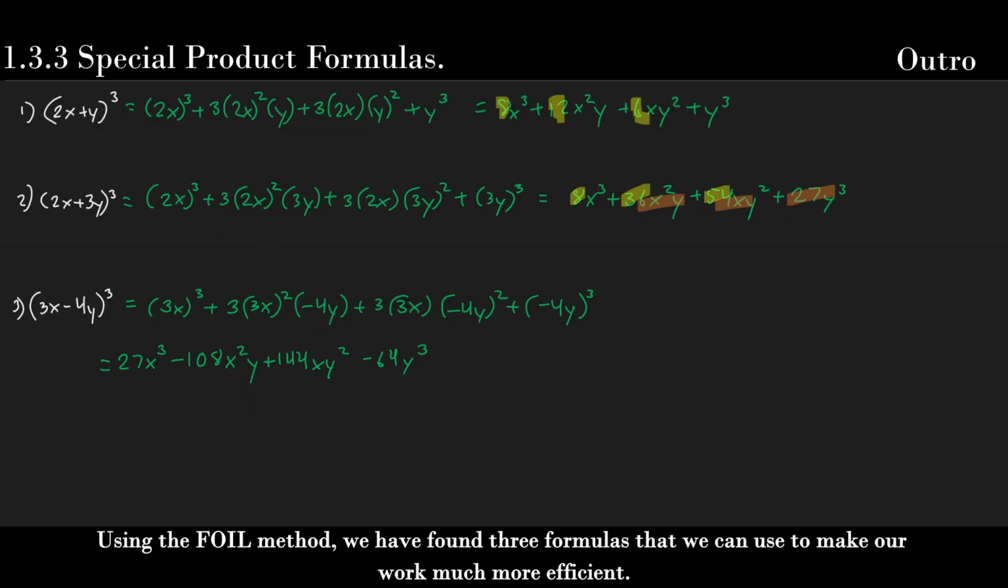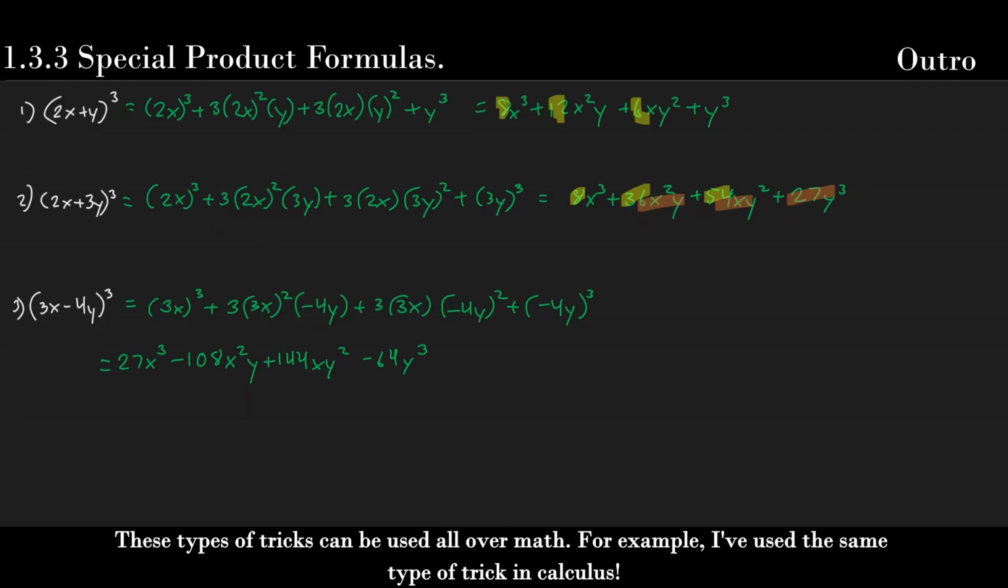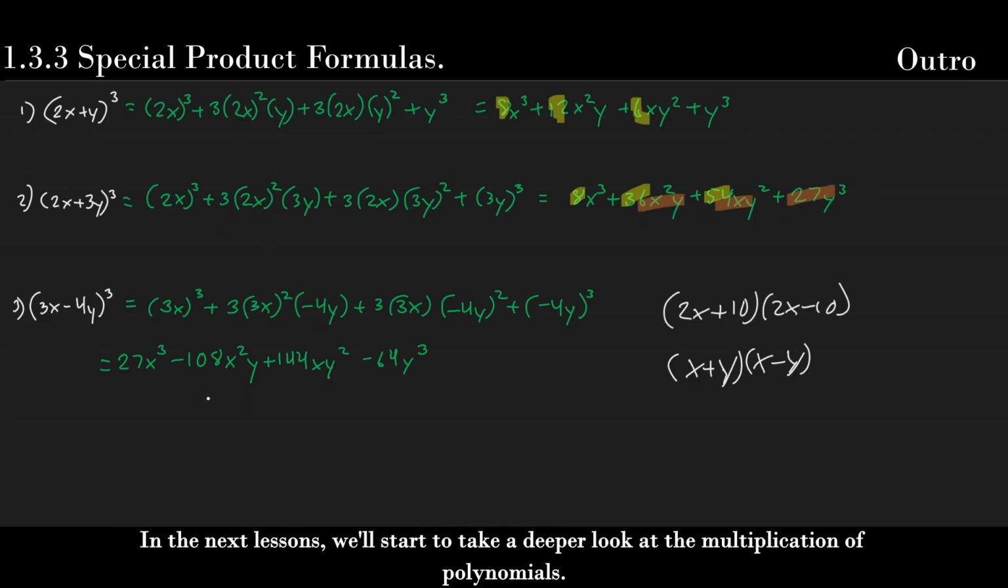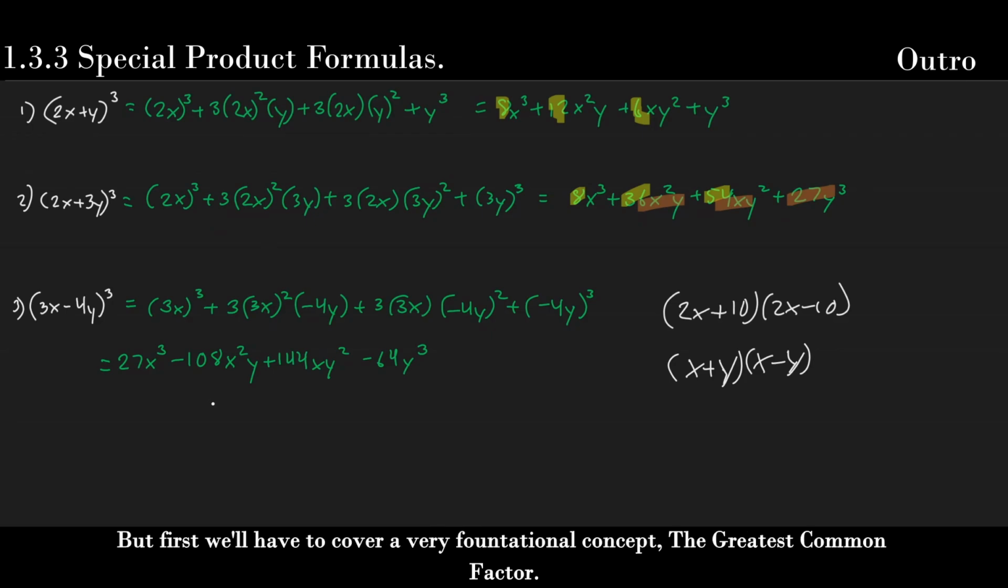Using the FOIL method, we have found 3 formulas that we can use to make our work much more efficient. These types of tricks can be used all over math. For example, I've used the same type of trick in calculus. In the next lessons, we'll start to take a deeper look at the multiplication of polynomials. But first, we have to cover a very foundational concept, the greatest common factor.